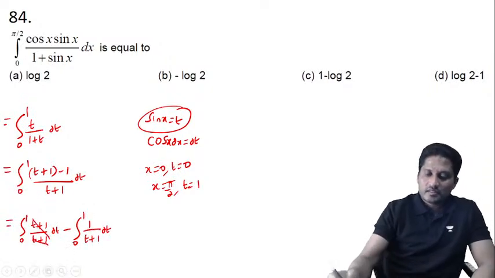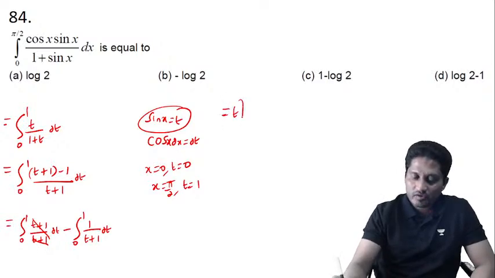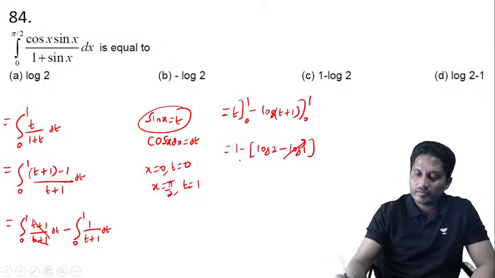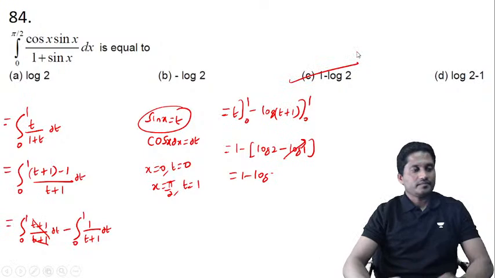This will cancel. Integration of dt is t, 0 to 1. Integration of 1 by x is log x, log of t plus 1 between the limit 0 to 1. Upper limit minus lower limit. Here upper limit is log 2, 1 plus 1. Lower limit is log 1, 0 plus 1. Log 1 to any base is 0. So 1 minus log 2. Answer is option C.